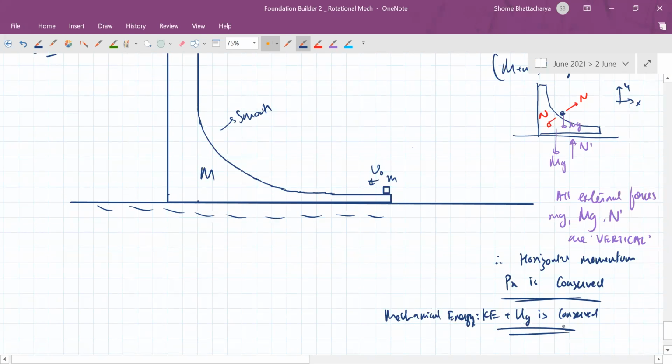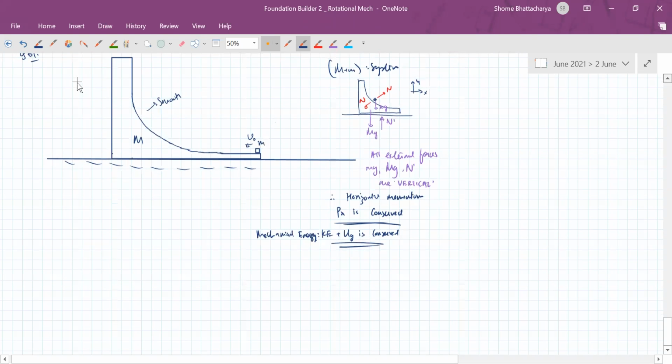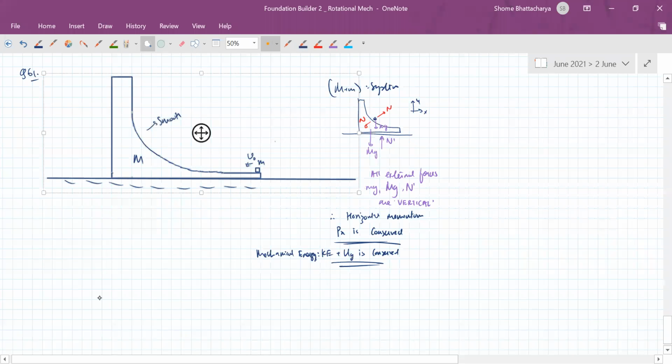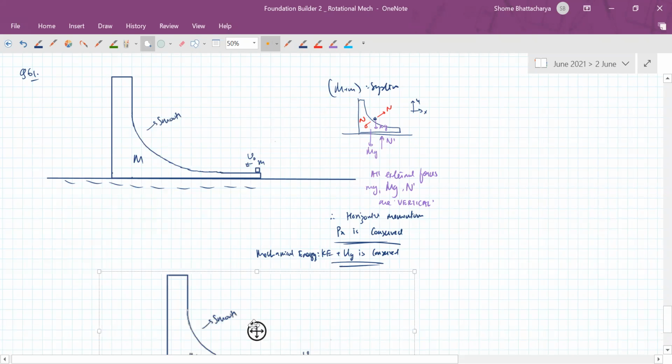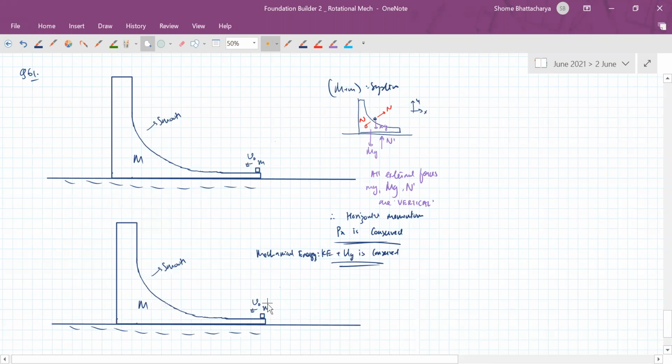That is conserved. So now we just have to compare this. For example, this is the initial state of the system. Now, after some time, if the situation has become like this, this block has now come here. By that time, the block has a relative velocity, which is VR like this.